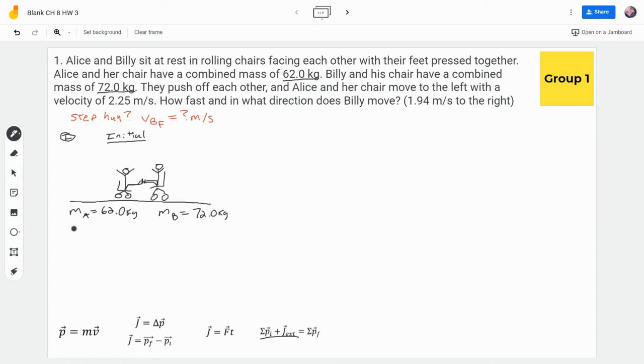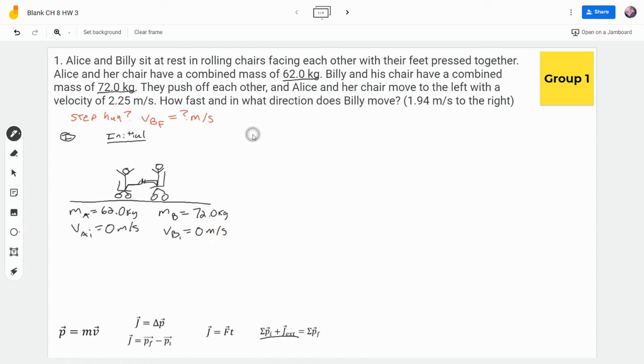Now we're also going to care about V sub AI, the velocity of Alice initial. Well, notice initially Alice is not moving. There's no speed lines. So Alice's initial velocity is 0 meters per second. And same thing with Billy. He's not moving at the beginning of the situation. So V sub BI is also equal to 0 meters per second.